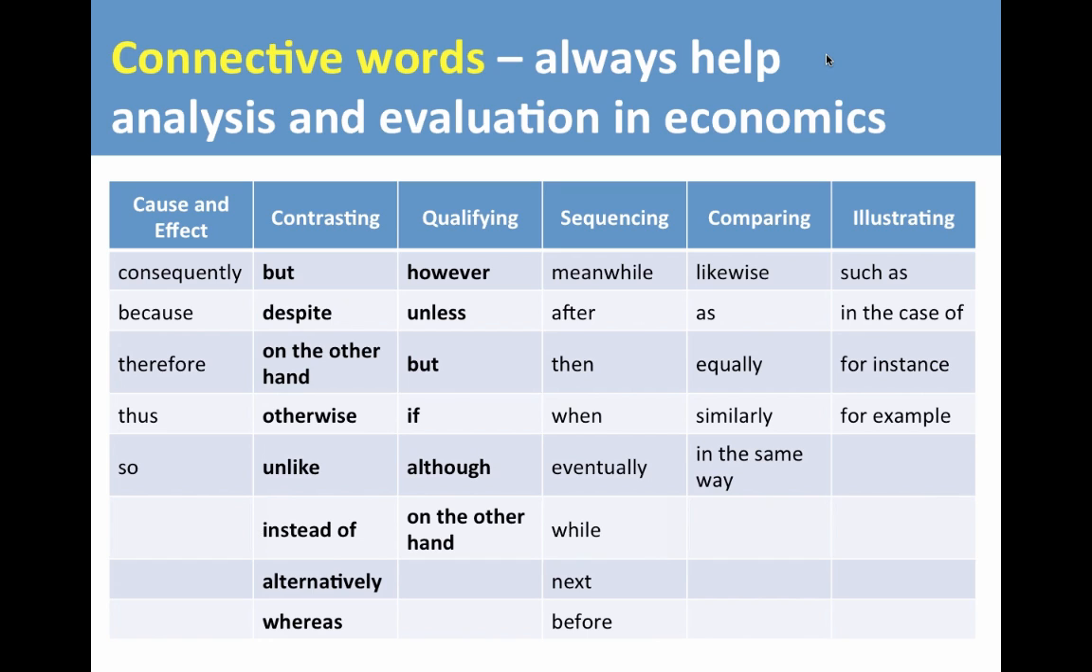If you look in the second and third columns here, these are what are called some contrasting words and some qualifying words. Now, I've deliberately put them in bold because they're words that help evaluation. And if you can practice evaluation, they will flow a little bit more easily for you in the exam. On the other hand, otherwise, instead of, alternatively, however, it depends on, etc. Those qualifying and contrasting connective words can just subtly give you an evaluative style on paper. And I'm sure many of you use those words already. If not, have a go.